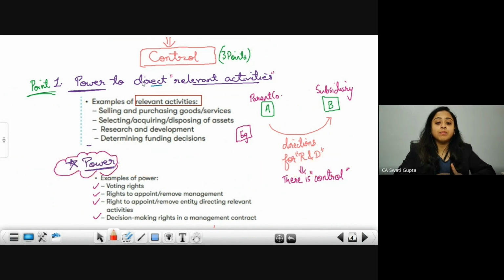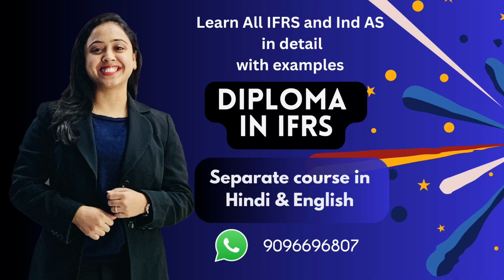Point number one is power to direct relevant activities. Firstly, if the investor has the power to direct, has the privilege, is given the authority to provide directions and instructions related to relevant activities, then we'll say control exists. Now, what are relevant activities?